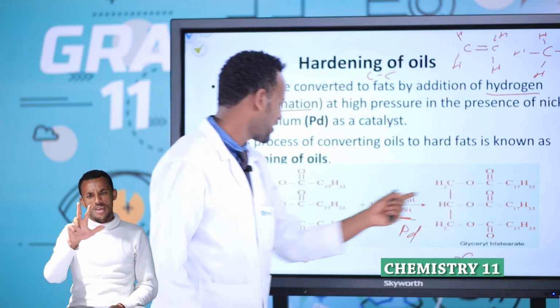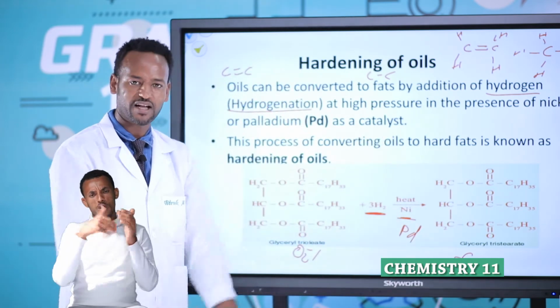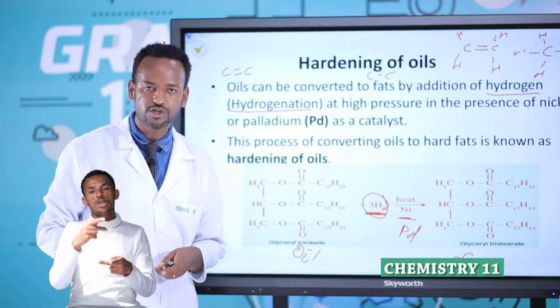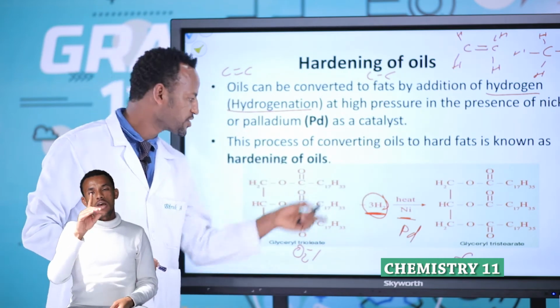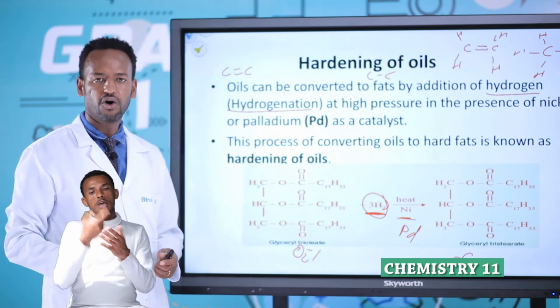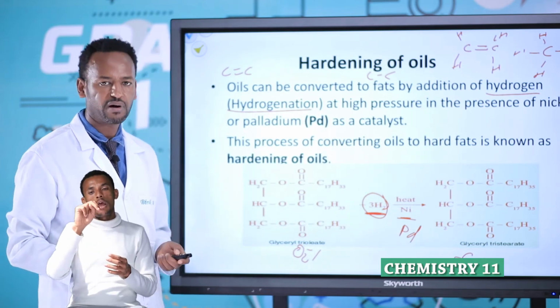33, 35, 33, 35, 33, 35. Total 6 hydrogen can be added. Because of the addition of hydrogen, this process is hydrogenation. Because of the addition of hydrogen, this process is hardening of oil. In hardening of oil, what types of catalysts can be used? Nickel or palladium.